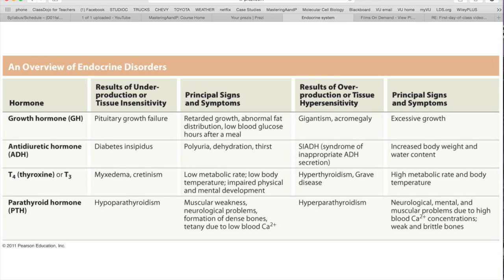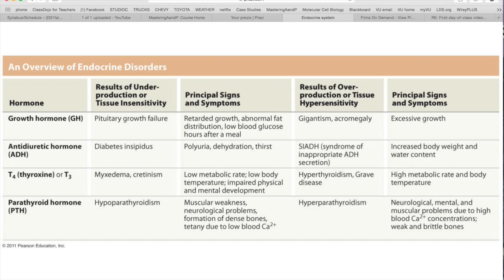Next is thyroxine. If you don't make enough, you get what's called myxedema or cretinism, which will cause a very low metabolic rate, low temperature, impaired physical and mental development. Too much thyroid is known as hyperthyroidism or Graves' disease, leading to a very high metabolic rate and very high body temperature and weight loss.